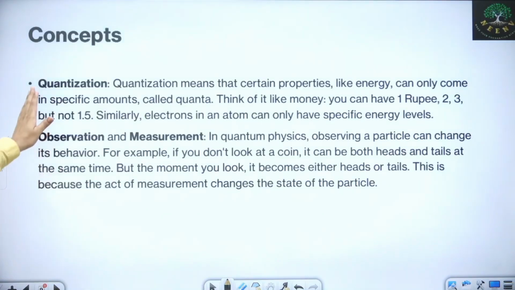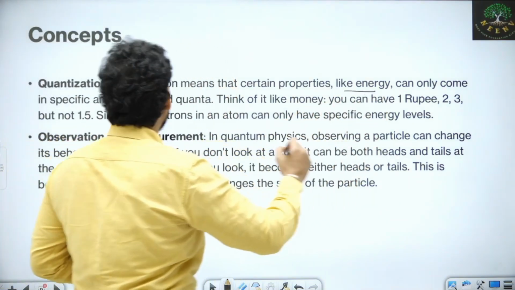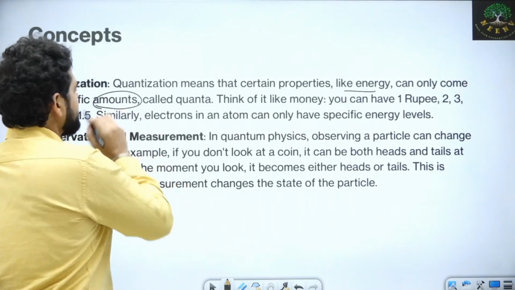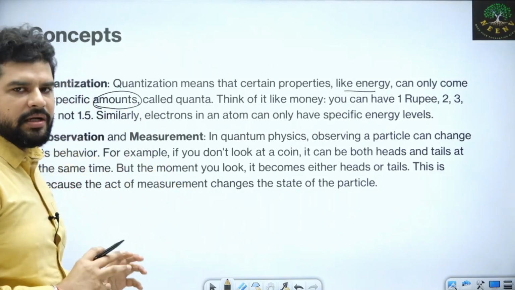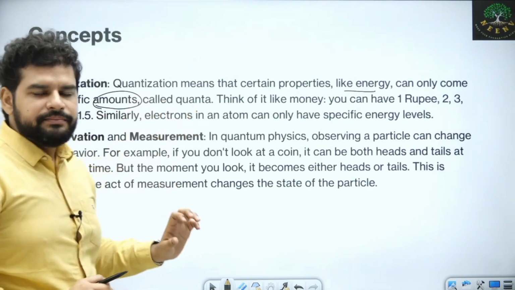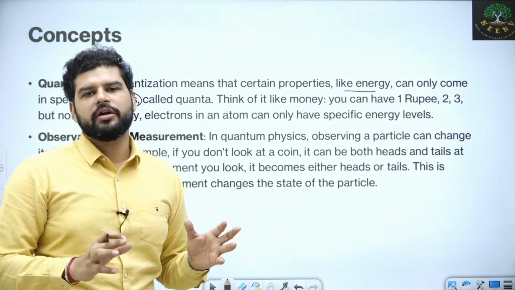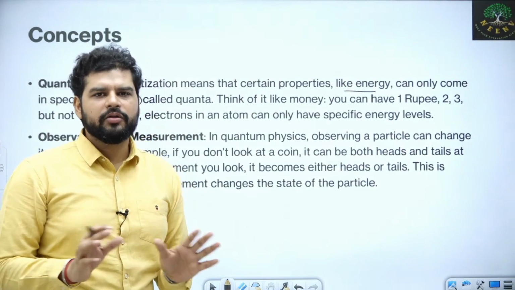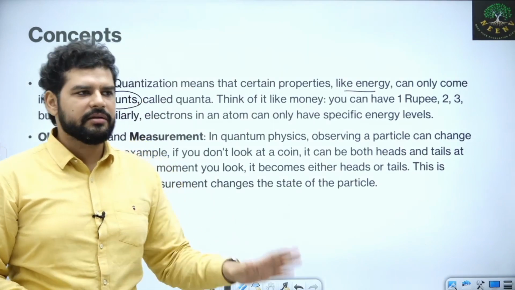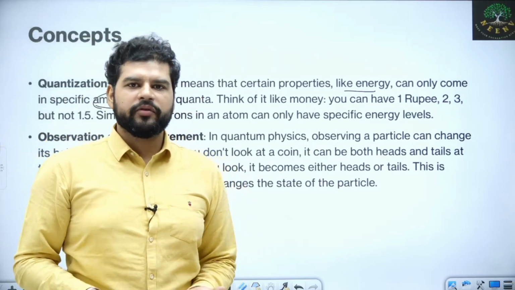All right. So let's continue with the concepts. What is quantization? It means that some properties can only come in specific amounts, like quanta. We have discussed quanta, right? For example, you can only have rupee 1 or rupee 2, rupee 3. You cannot have 2.5 rupees. Although we have 2.5, as 2 rupees and 50 paisa. But in quantum mechanics, you cannot have 2.5.